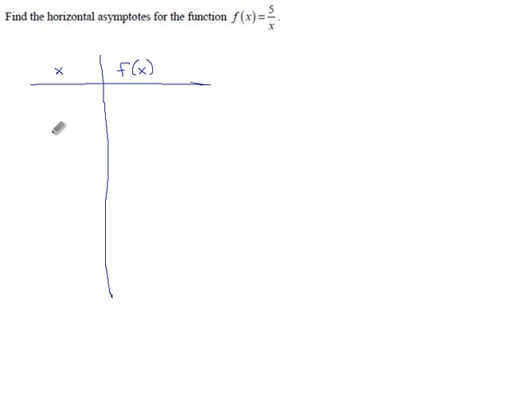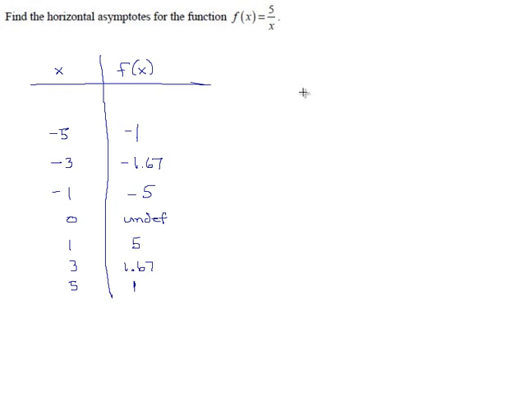Let's say if x is, let's do minus 5, minus 3, minus 1, 0, 1, 3, 5. I'm just taking some negative numbers and some positive numbers, and we'll do 0 because we know something interesting happens there. If x is negative 5, then f of x is 5 divided by negative 5. If x is negative 3, we get negative 1.67. If x is negative 1, we get negative 5. If x is 0, this thing's undefined. We knew that vertical asymptote was there. And then we get 5, 1.67, and 1.